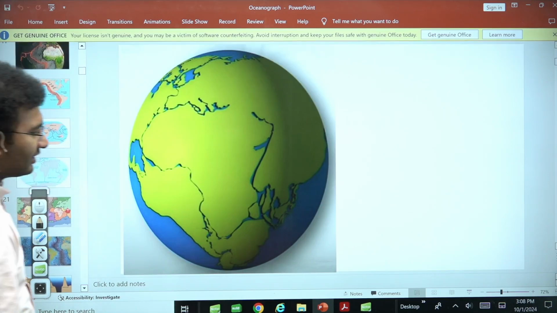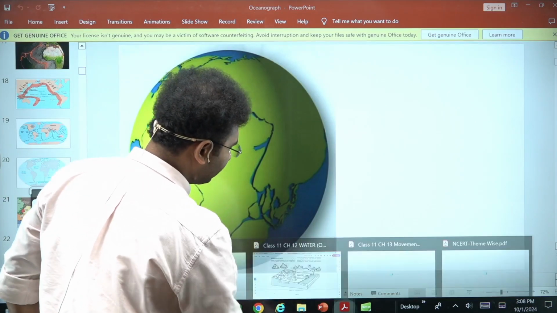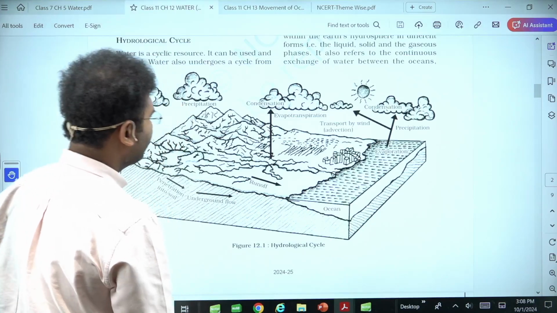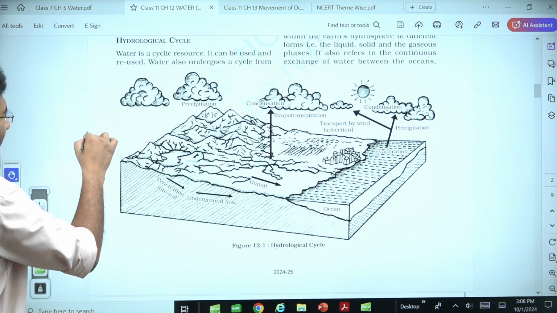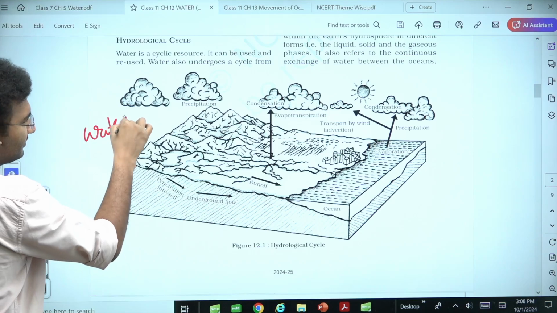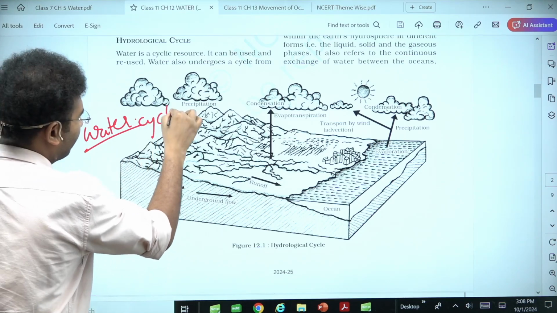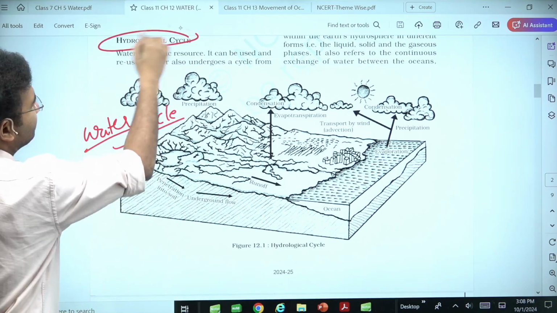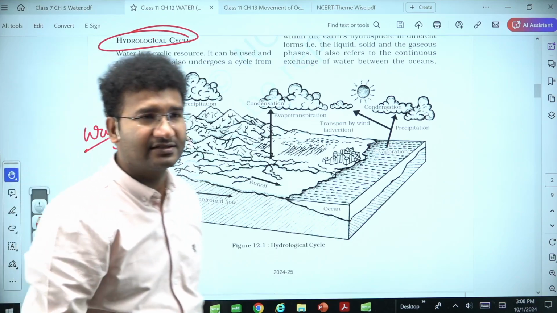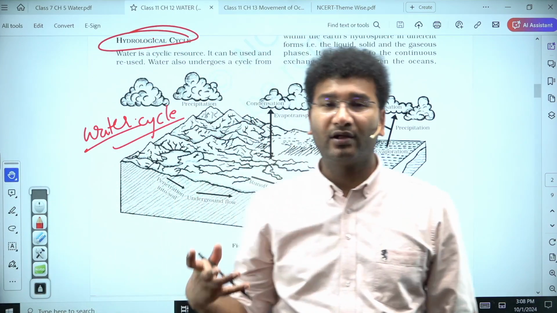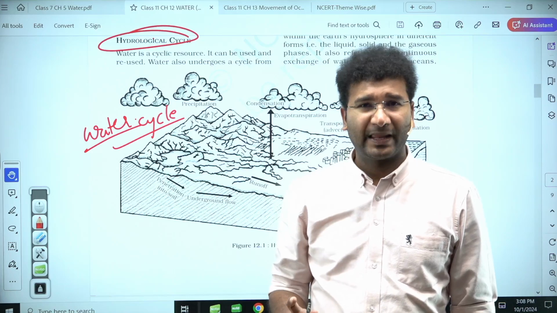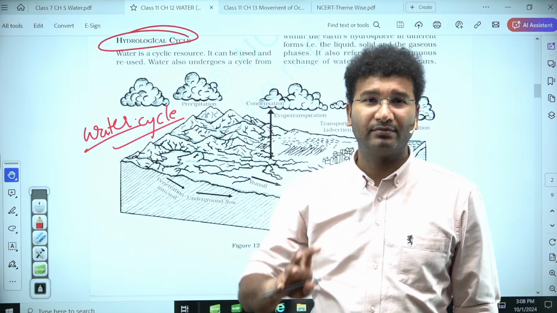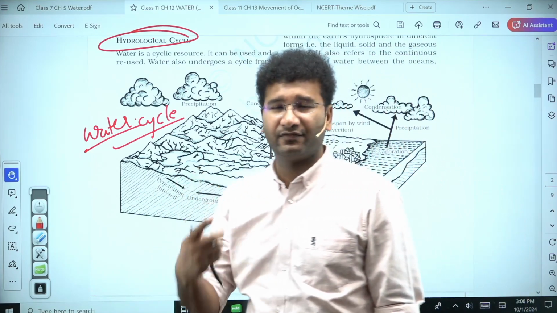Now, let's quickly come to understanding the fundamentals of this. See, there is a water cycle that you need to know. This water cycle tells you very fundamental things. That is water cycle, which is also called the hydrological cycle. The hydrological cycle says the water that is present on the earth, the total volume is always the same. Okay, the total volume of water is always the same, but it changes its form and comes back in a different form.